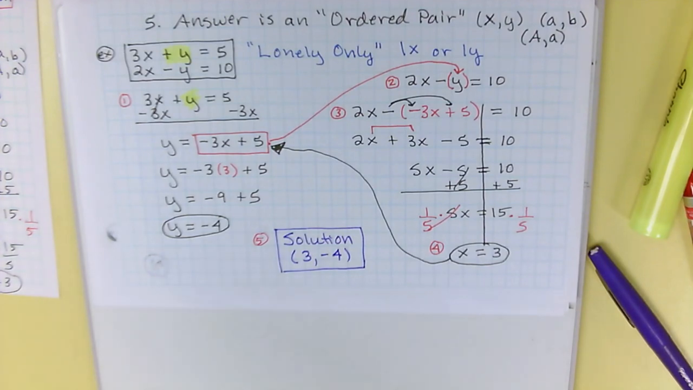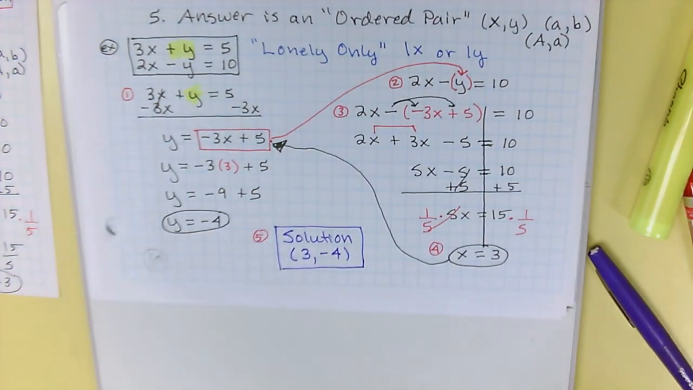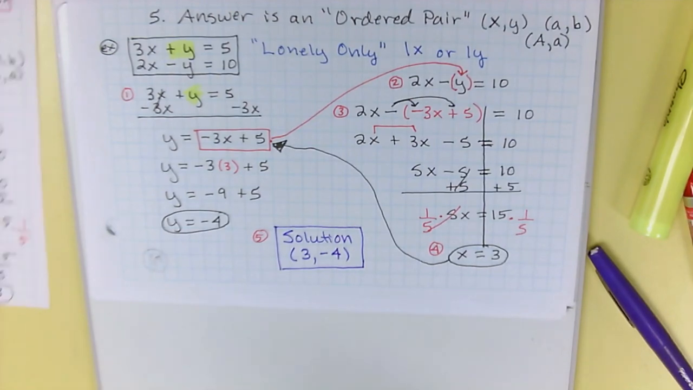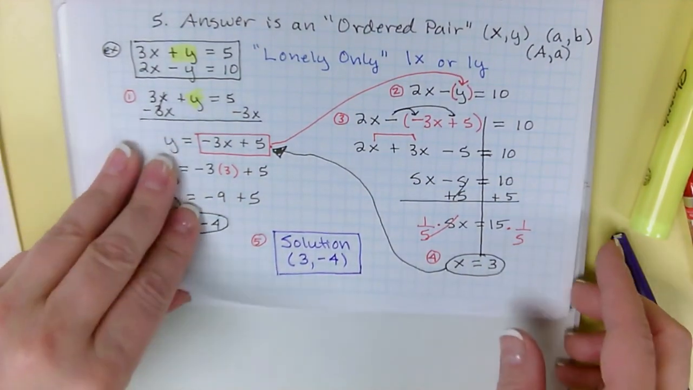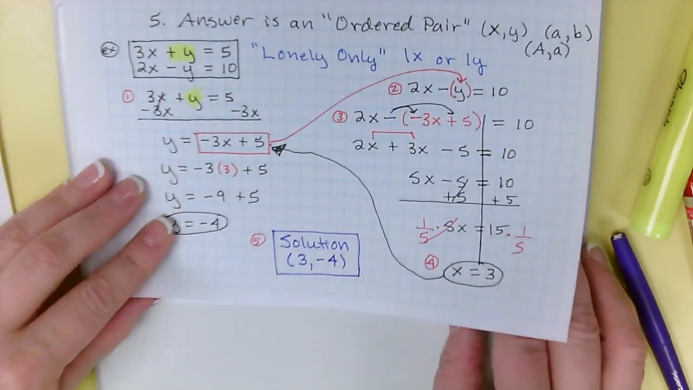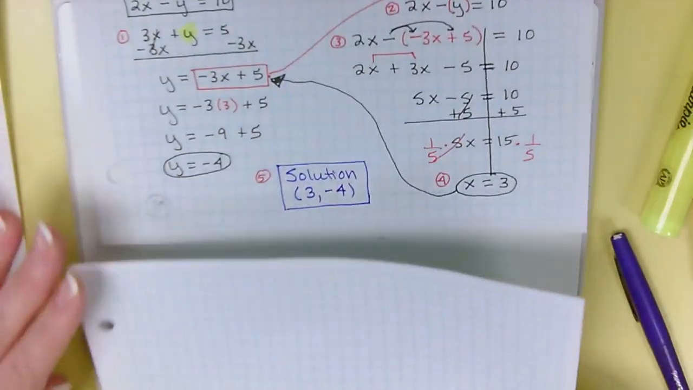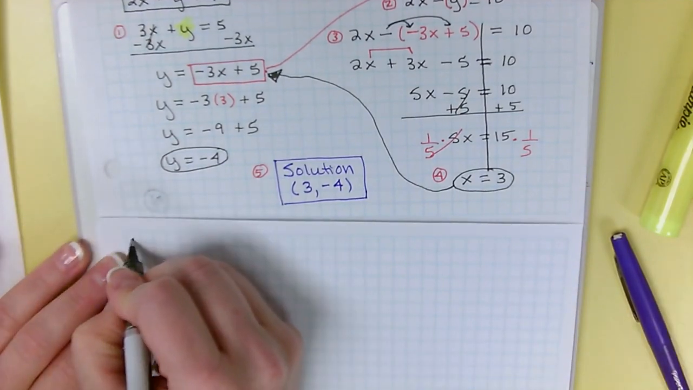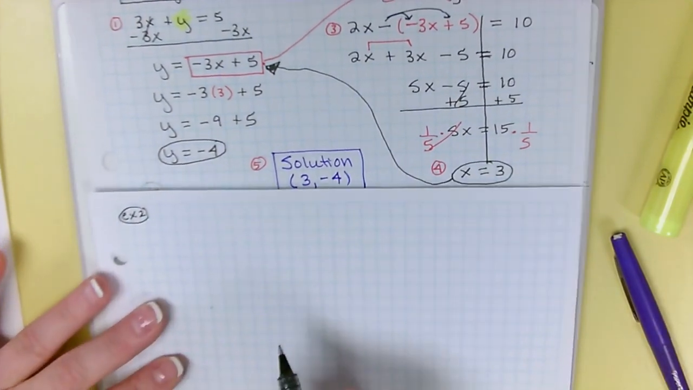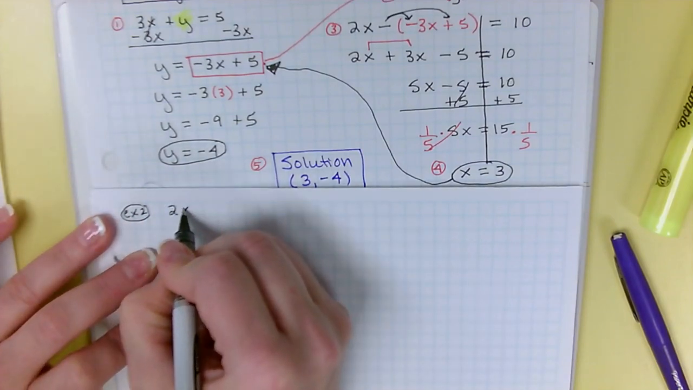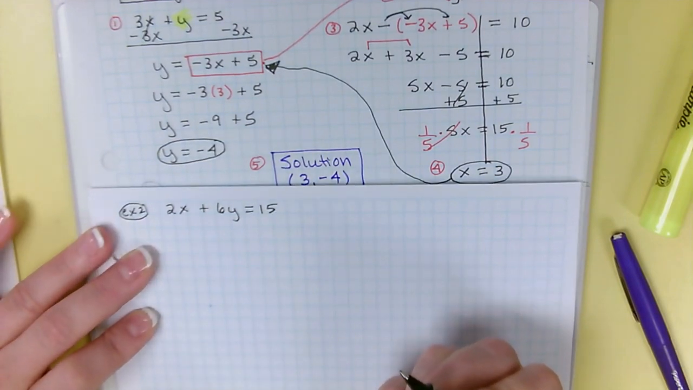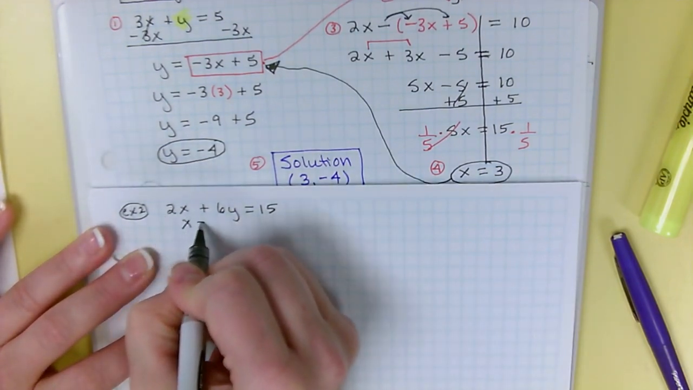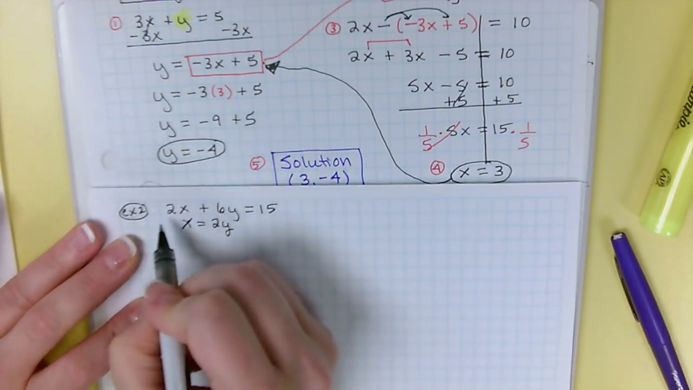Okay, that is the basic process. So we're going to do one more of these, and then we're actually going to get a story problem pattern today as well. All right, so let's do another one of these. Example 2, we've got 2x plus 6y equals 15 and x equals 2y.